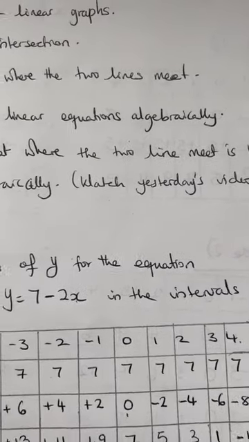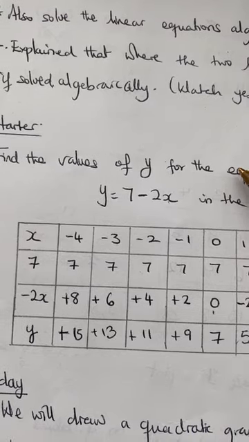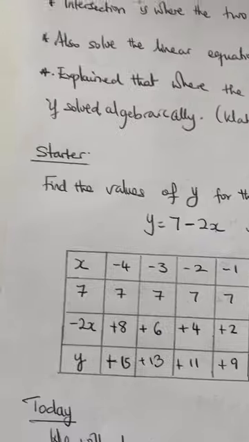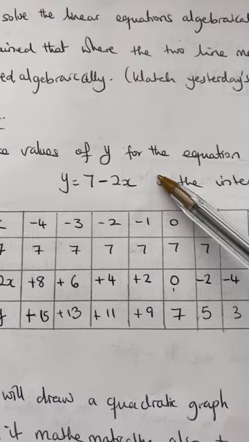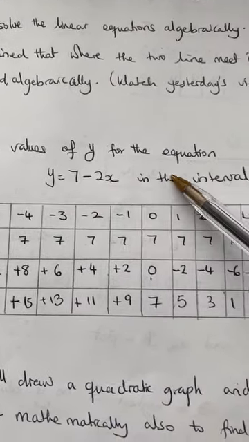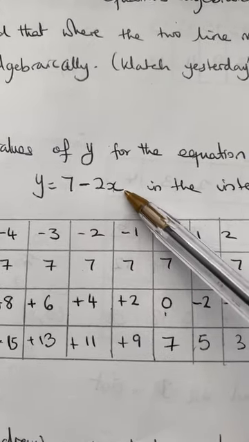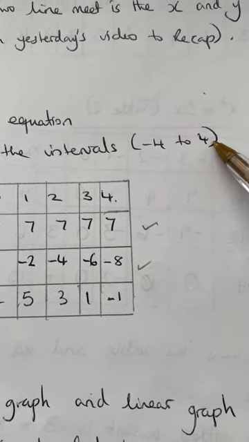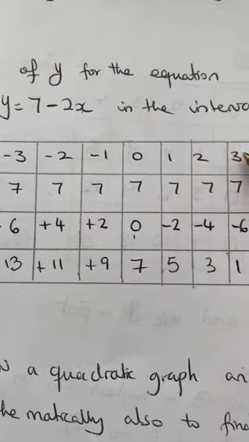Now, today's starter. I didn't want to bring a lot because we have a lot to cover today. So we are finding the values of y for the equation y equals 7 minus 2x in the interval minus 4 to 4. So x is minus 4 to 4.